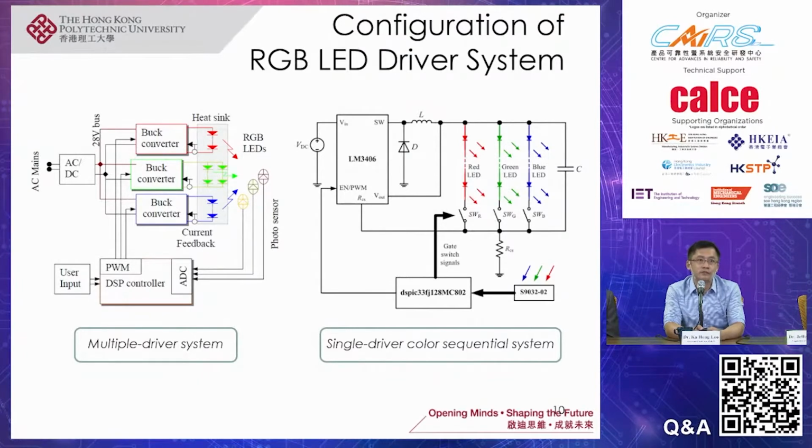Right. So before we go into the control methods, I would like to quickly talk about how we can drive the LED. Here there are two examples. Clearly we can use three converters to drive three primary color LEDs.